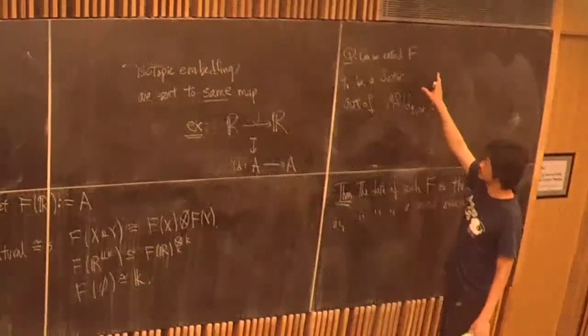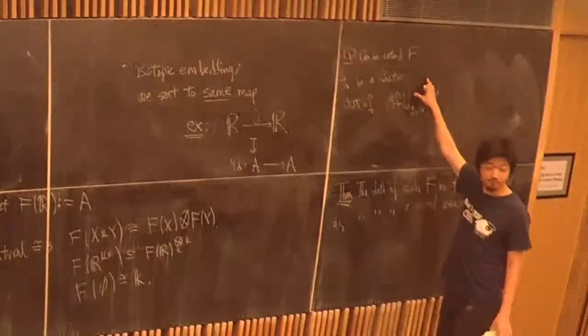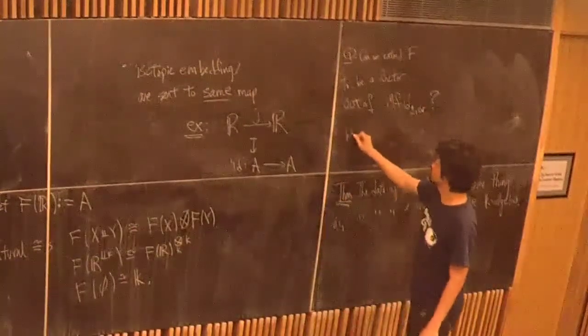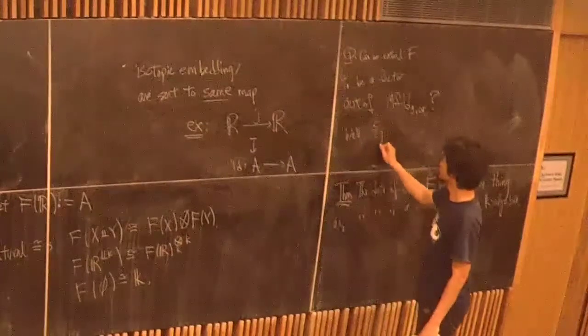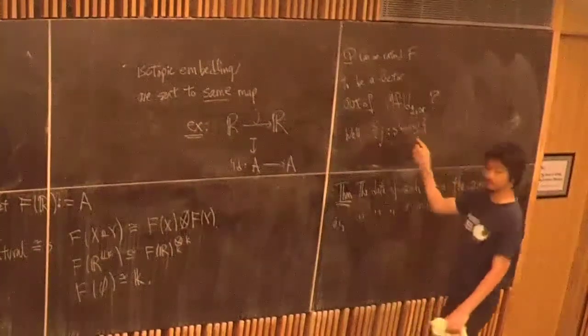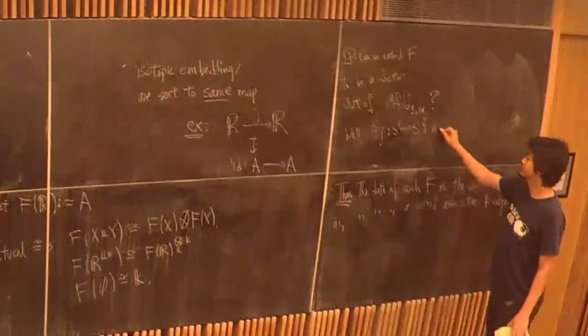So, great. If we can extend this to be a functor out of manifolds, that's great. One thing that I want to note is, well, the space of embeddings, or the collection of embeddings from a circle to itself, is interesting.